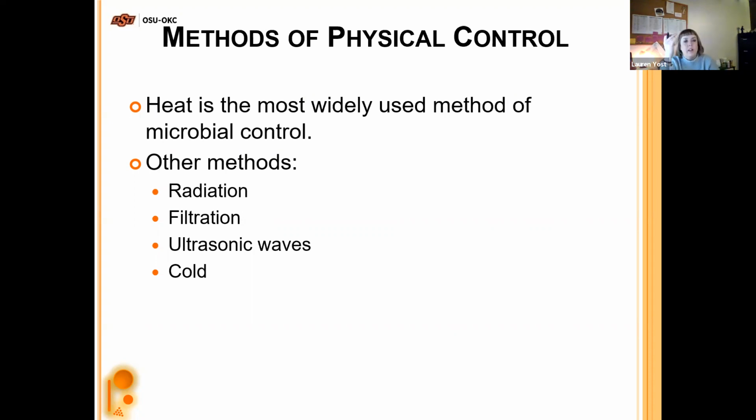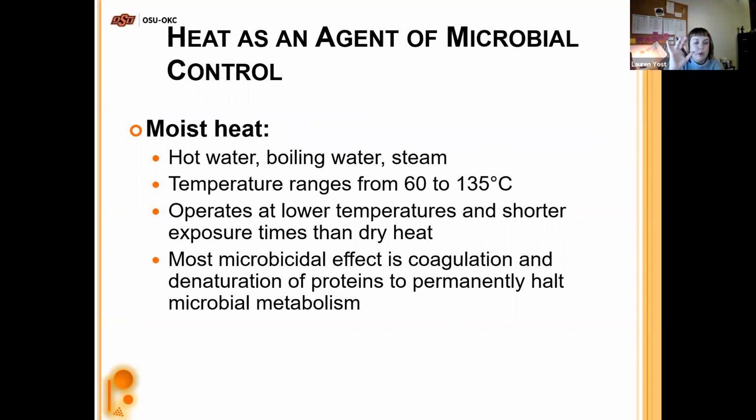Heat is the most widely used method of microbial control. We have other methods as well. We have radiation, filtration, ultrasonic waves, and cold. We can control or inhibit growth that way. We're talking about moist heat. We want hot water, boiling water, and steam. Those are the most common ones. Temperature will range from 60 to 135 degrees Celsius. 135 Celsius is what I was talking about with getting rid of the prions.